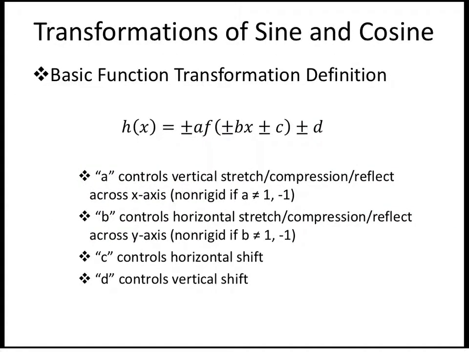Now let's talk about the transformations of sine and cosine, and we're going to harken back to a video that we did in chapter 1 when we talked about transformations of functions. And this is just the same exact slide from that video where we have some function h of x, which is going to equal plus or minus a times f of plus or minus bx, plus or minus c, plus or minus d, right? Where a is going to control our vertical stretch or compression. And in trigonometric functions, we call that amplitude.